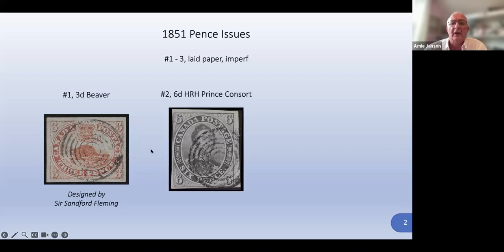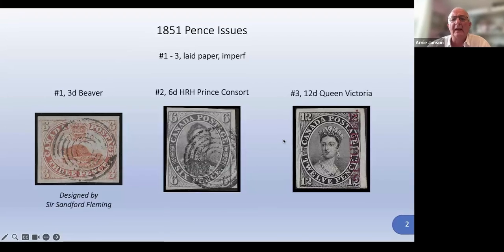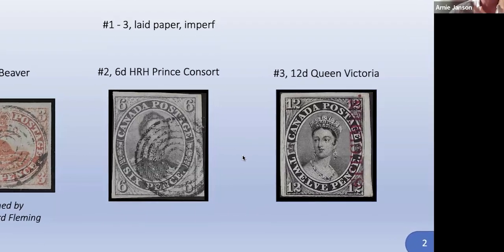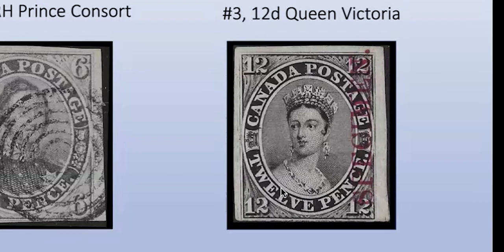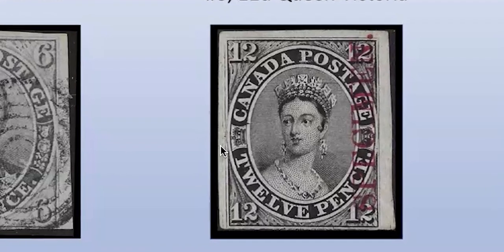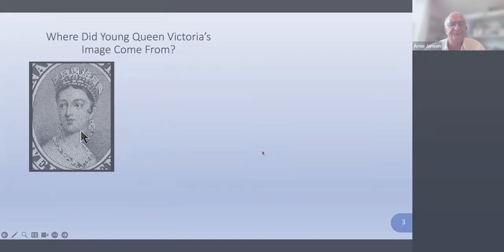And we have Prince Albert, His Royal Highness the Prince Consort, on the sixpenny. And we have Queen Victoria in her youth on the 12-penny. The 12-penny black, well, what you'll see in the presentation is all from my collection, including this one, but the mint version of this ranges from $30,000 to $160,000. So it's way out of reach, but specimens are within reach.